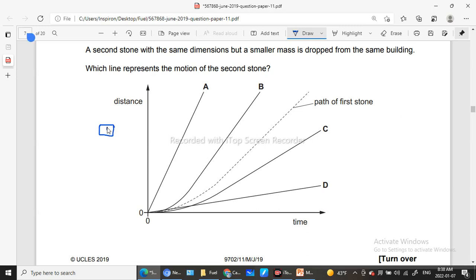Now suppose the first one has a mass of 5 kilograms. So its weight equals 5 times 10 equals 50 Newton. And suppose the air resistance is 10, for example, 10 Newton. So the resultant force is 40. And 40 divided by its mass, which is 5, gives an acceleration equal to 40 over 5, which is 8 meters per second squared.